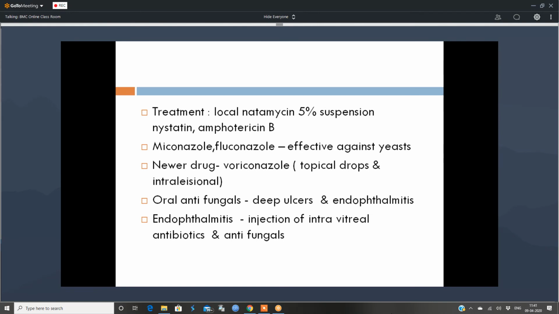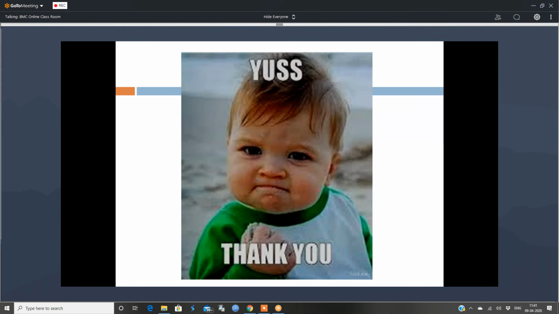When do you go for oral antifungal or systemic therapy? In case there is fungal endophthalmitis, which is common in immunocompromised patients, we have to go for systemic medication along with your topical antifungal medication. So that was it about bacterial keratitis and fungal keratitis. If any one of you has any kind of doubts, you can go ahead. I'm here to clear them. Otherwise, we will stop here.